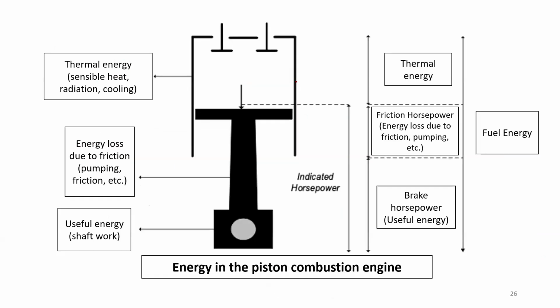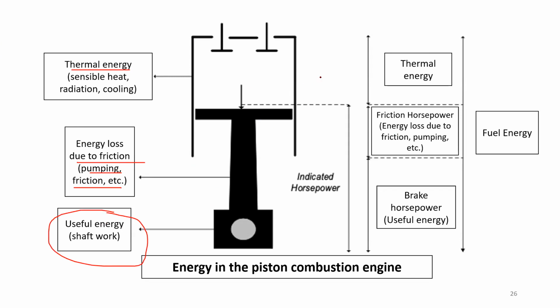If I put it in illustrations, if we have the piston combustion engine as provided here, sorry for the unclear figures. This is the schematic of the energy. At the top part we have the thermal energy, which consists of the sensible heat and radiation of cooling. In the middle part we have the energy loss, as I mentioned before, due to friction, including pumping or friction and so on. And we also have the useful energy, which we call the shaft work.